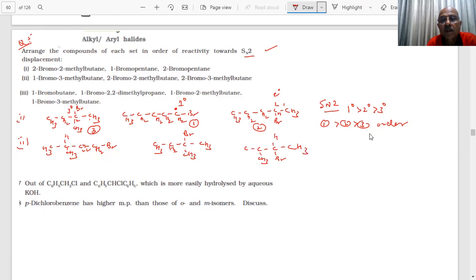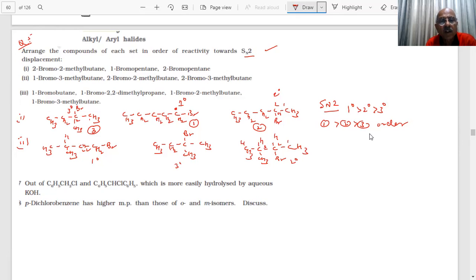So first CH3, this will be CH, then 2 is this and the third is this, CH3, students. Okay, 1, 2, 3. What is this one, student? This is 1 degree. This is 3 degree, and this is 2 degree.